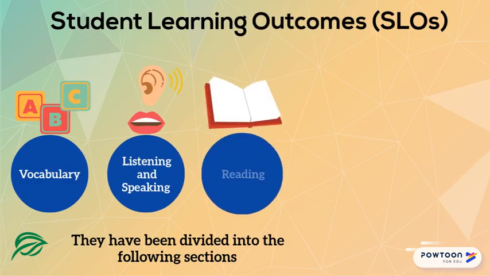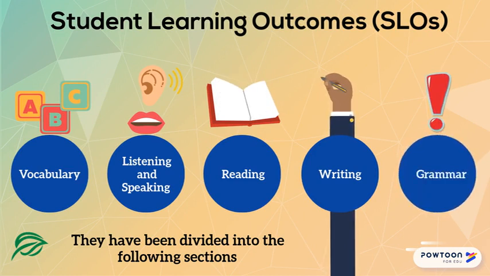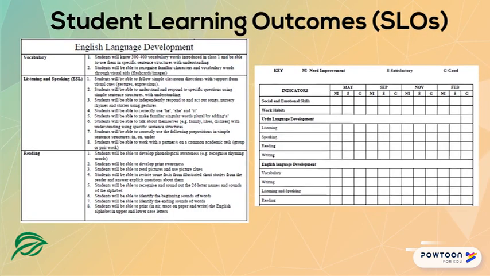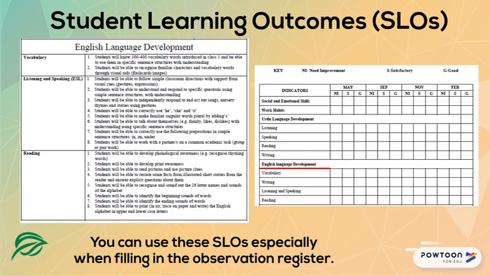Student learning outcomes have been divided into the following sections: vocabulary, listening and speaking, reading, writing, and grammar. The daily lesson objectives have been made from these SLOs. If the students are able to demonstrate the daily lesson objectives, then they will automatically be covering all the given SLOs by the end of the year. You can use these SLOs especially when filling in the observation register.